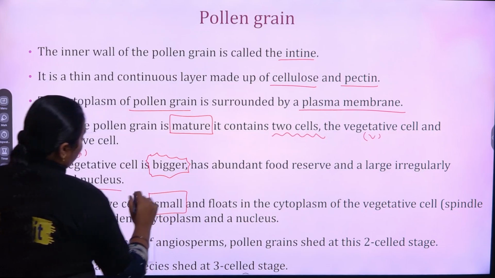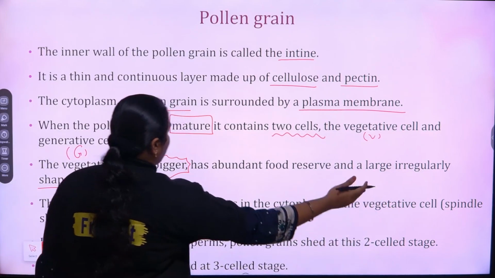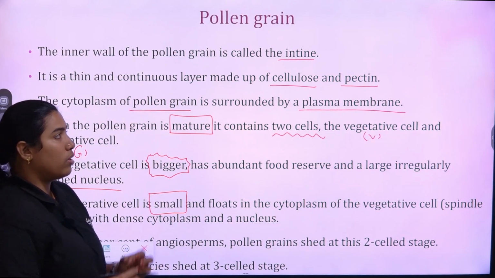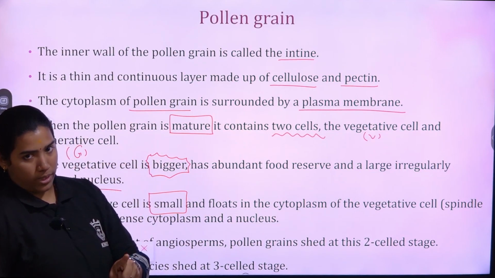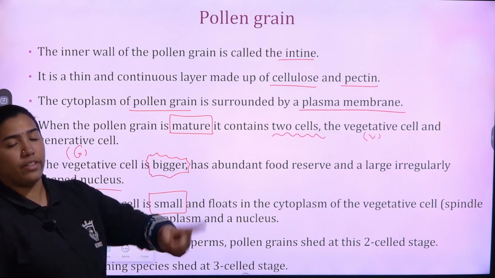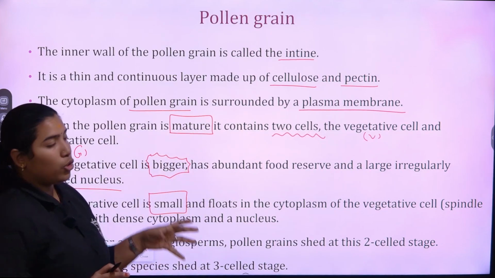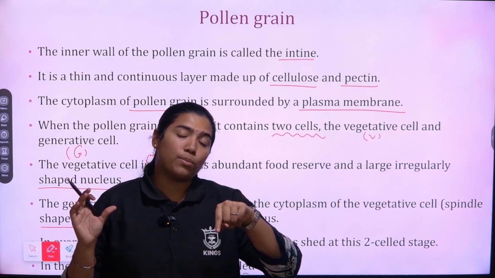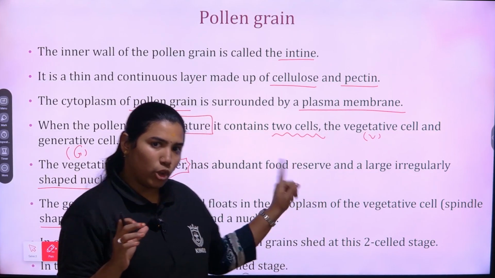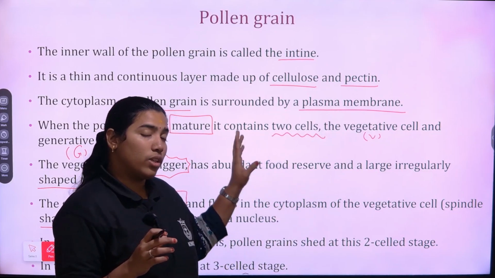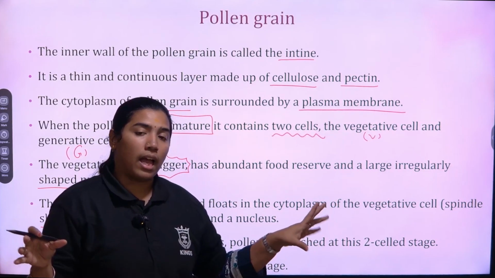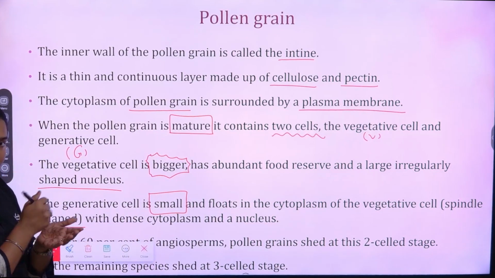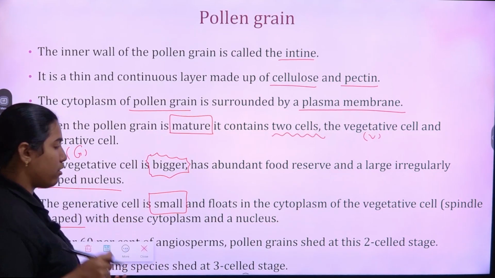See, the generative cell is comparatively small and it floats in the cytoplasm of the vegetative cell. It is spindle shaped. Okay. So remember, the shape of the generative cell is spindle. The shape of the nucleus of the vegetative cell is irregular. Don't get confused with shapes. Okay. Anther shape is tetragonal. Microsporogenesis shape is circular. Nucleus of the vegetative cell is irregular. And the shape of the generative cell is spindle. Okay, those are important. Whenever you find these kinds of different shapes, you just write them down.